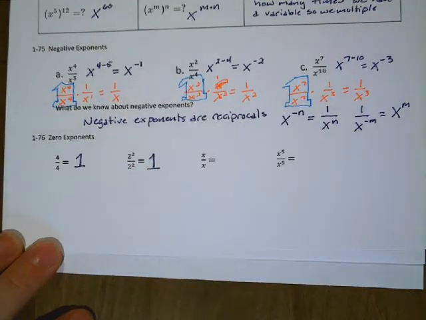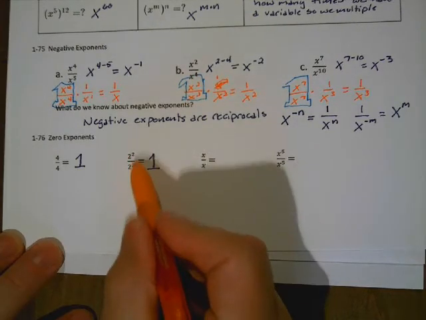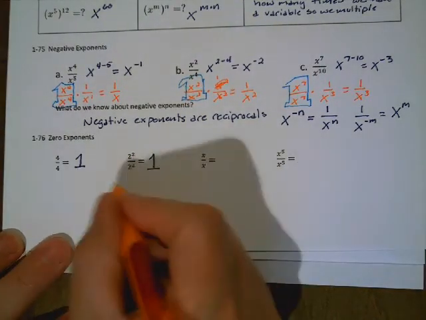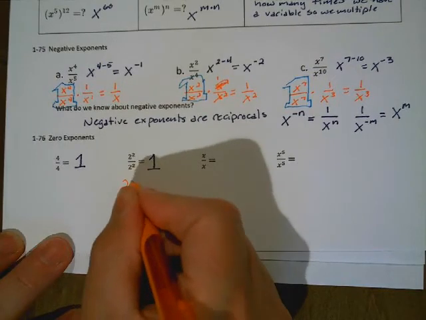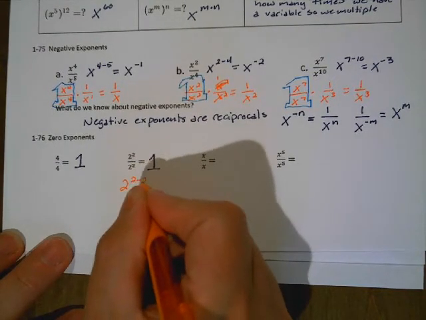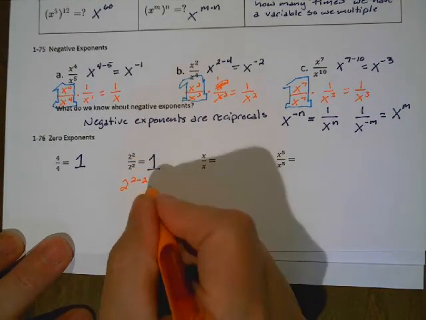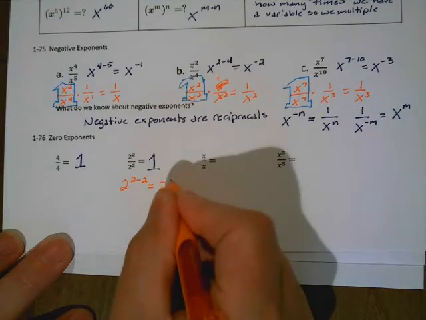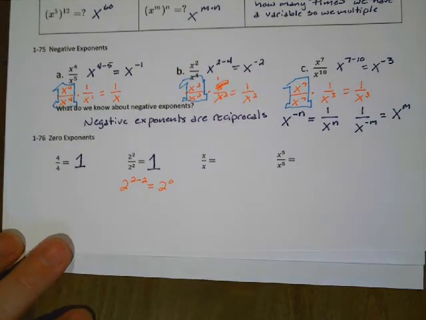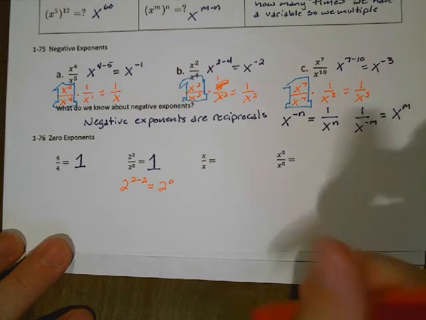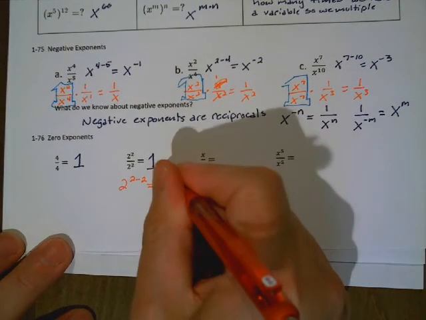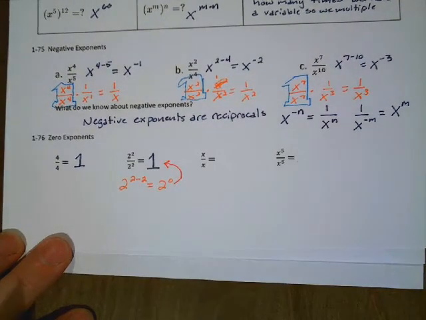But wait, let's use our exponent rules. Our exponent rules are that when we divide, we're supposed to subtract those. So if I do 2 to the 2 minus 2, because I'm supposed to subtract them, I get 2 to the 0 power. What's this telling me? It's telling me that 2 to the 0 is 1. 2 to the 0 power is equal to 1.